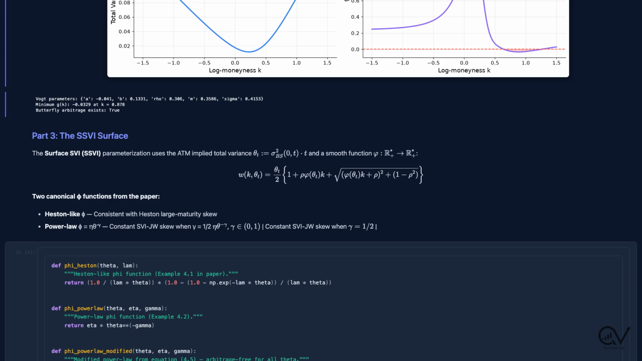The power law phi is the practical choice. With gamma equal to 1/2, the product theta times phi of theta equals eta times theta to the power minus 1/2, which gives a constant ATM skew in volatility terms across all maturities. This is an empirical feature of equity implied volatility surfaces that has been documented extensively.